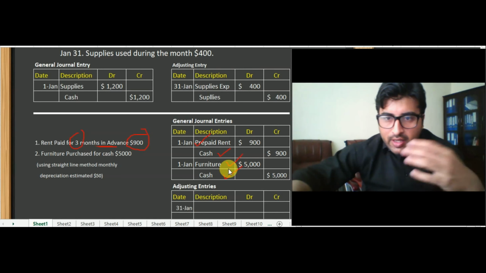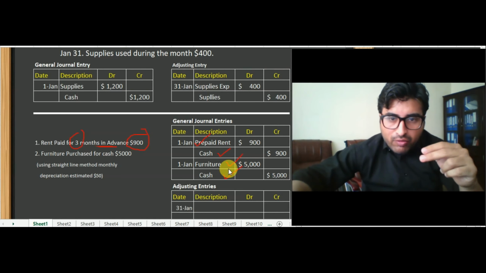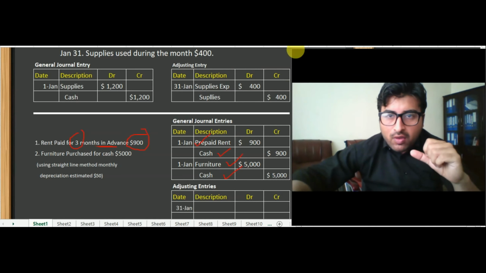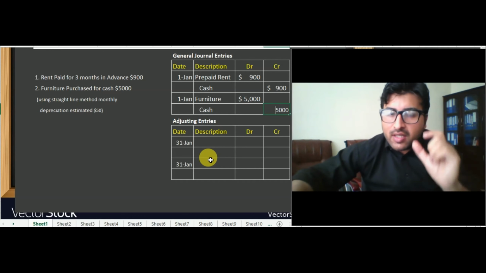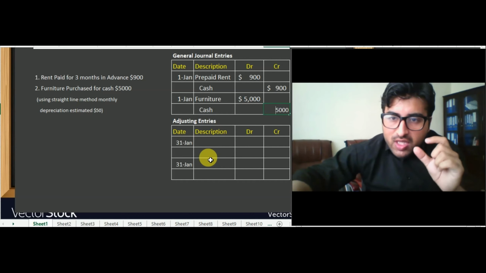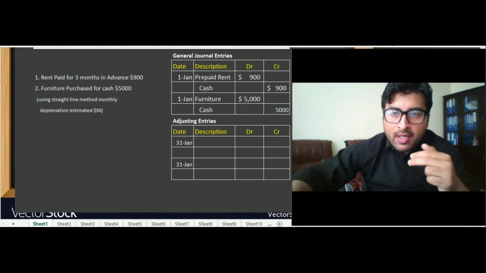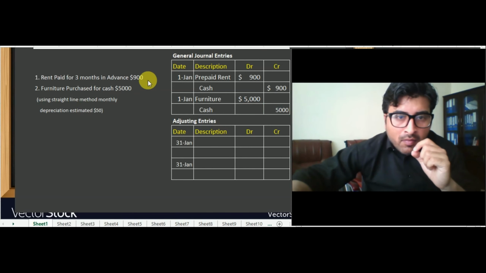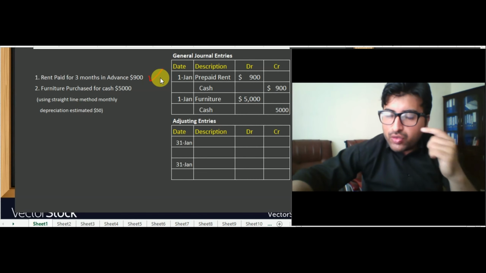So look here, dear students, in this example we have recorded the first general journal entries. Now we are recording the adjusting entries. Okay, so dear students, what are adjusting entries? Adjusting entries are those entries which are required to be recorded at the end of the accounting period. Now you think about it. Does the first entry have any adjusting entry? You should think about it.